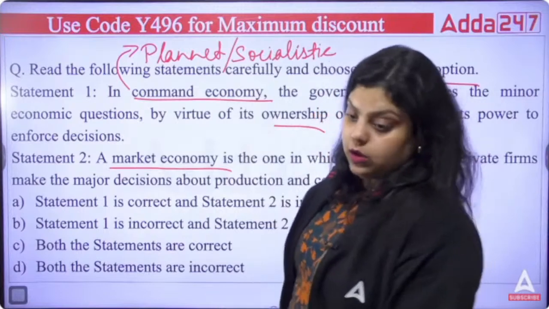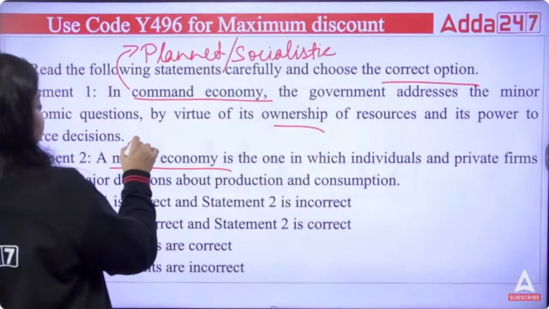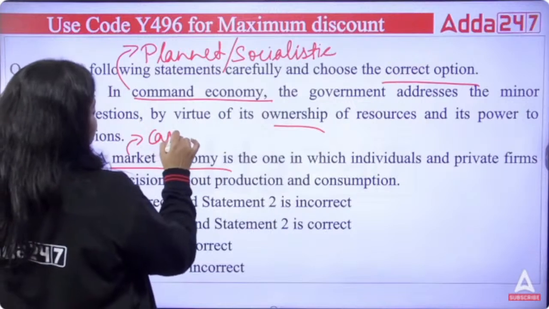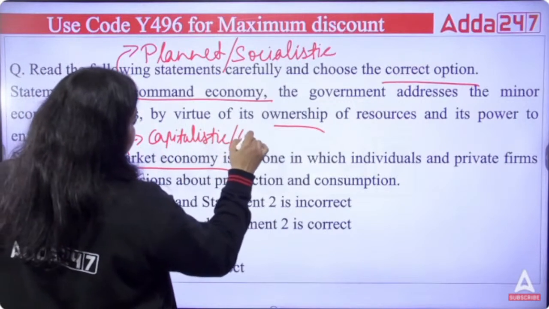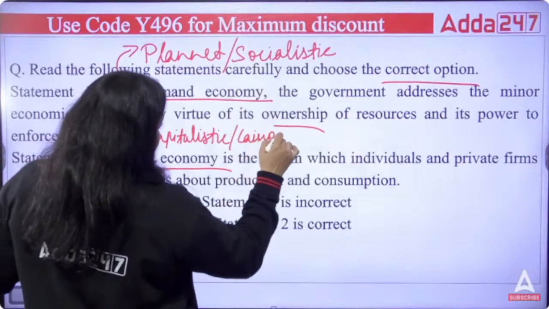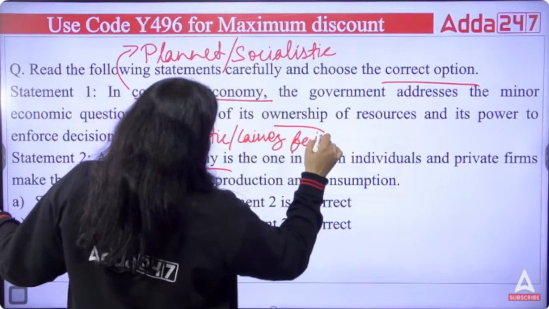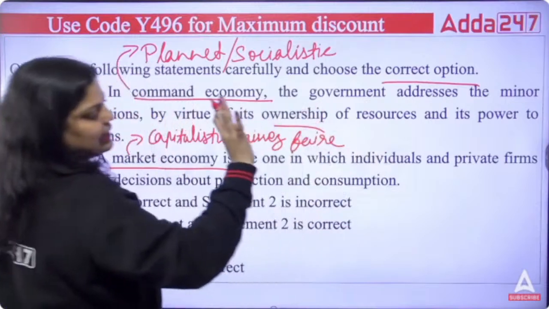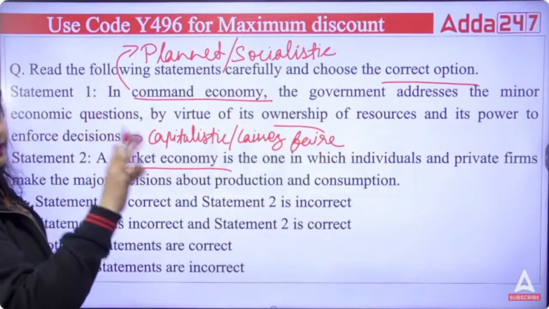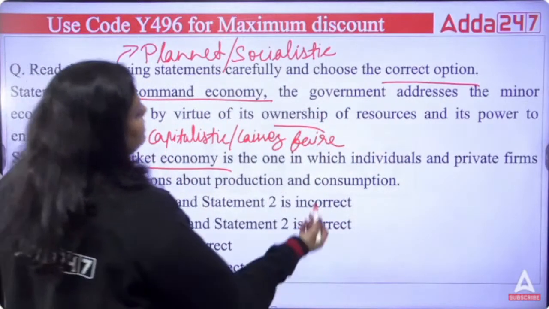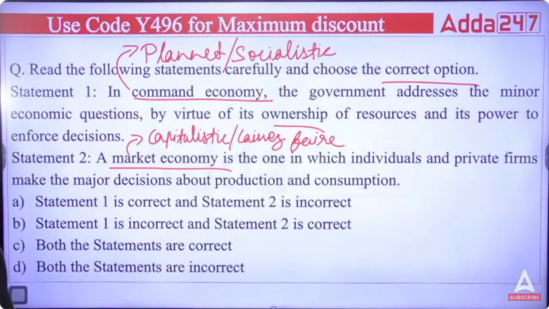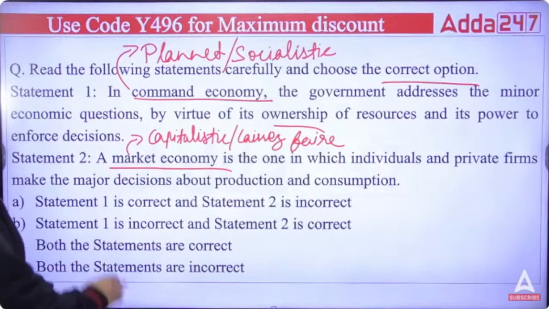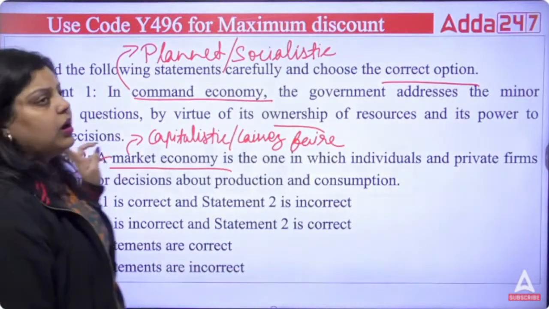Second is saying market economy. The other names of market economy are capitalistic economy and the laissez-faire economy. Okay, that's a free economy. On the market, everything depends, and private industrialists are deciding this. So a market economy is the one in which individuals and private firms make the major decisions about production and consumption. Okay, so the second statement is very much true, but not the first one.